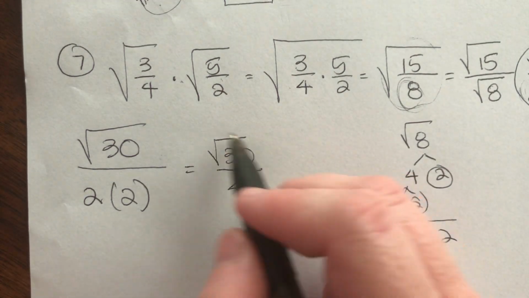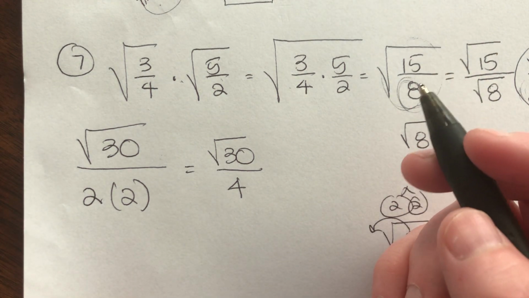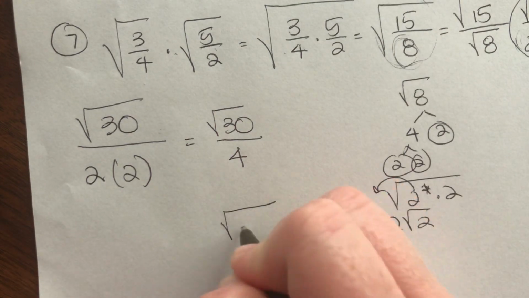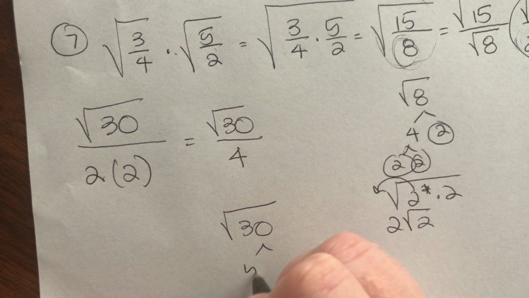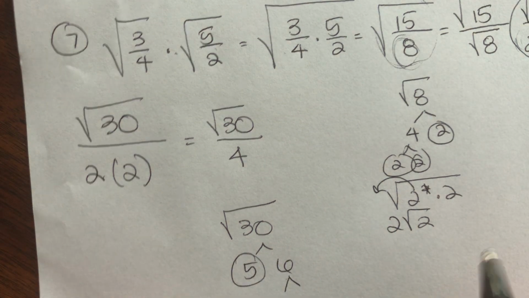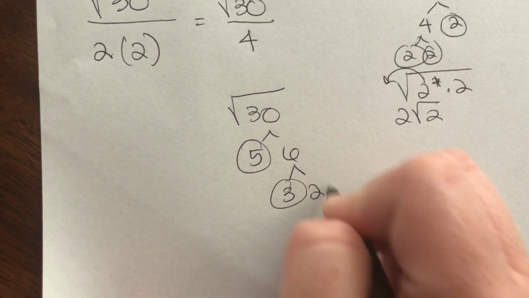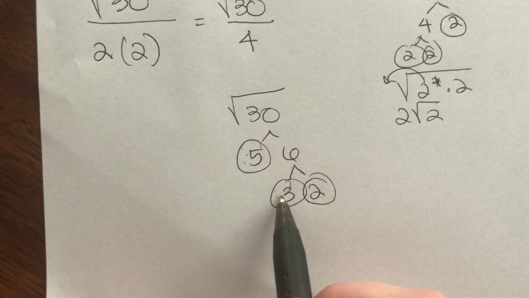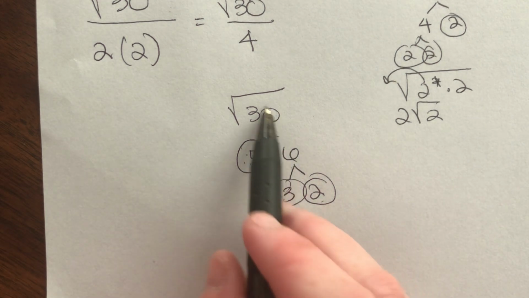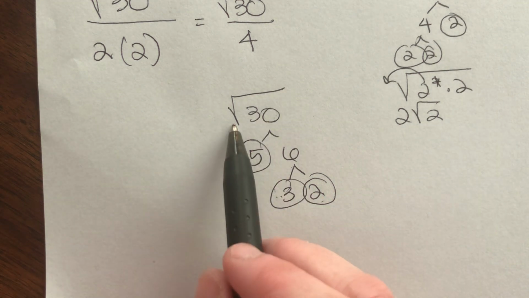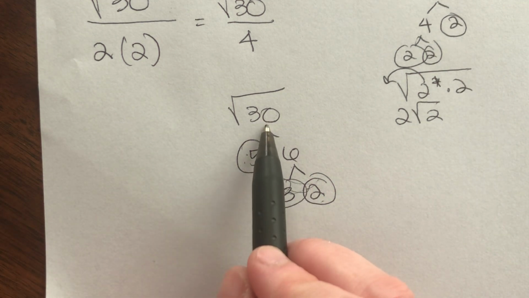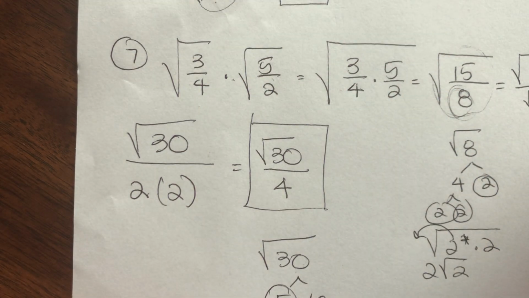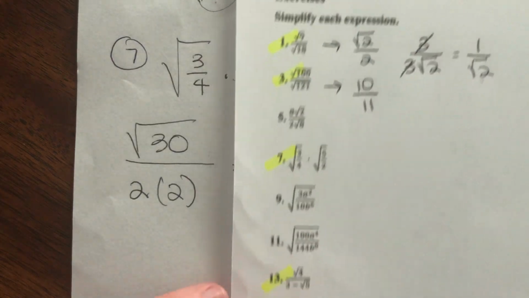Okay, now that this is square root of 30, can I simplify that anymore? Is there anything I can do? I don't think so, because if I were going to factor it, I could do 5 and 6. 5 is a prime number. 6 would be 3 and 2. None of these can be paired up, right? I'm not going to be able to write 5 squared or 3 squared or 2 squared. So nothing's going to end up hopping outside of the radical. So all I'm going to end up doing is multiplying these right back together to get square root of 30. So I'm done. So this is my final answer, square root of 30 over 4. That's my final answer for number 7.